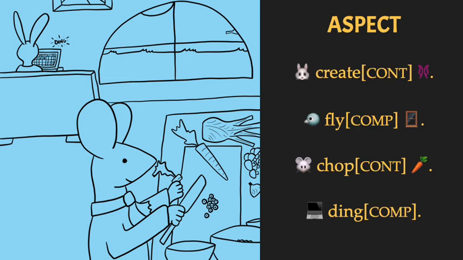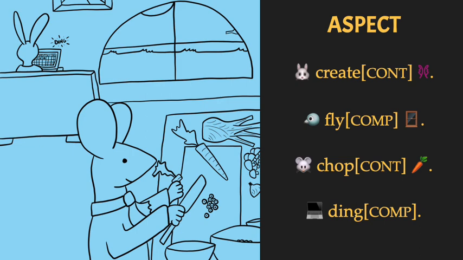Versus aspect, we've got 2 continuing and 2 complete. So creating glyphs and chopping vegetables are the continuing, whereas flying past the window is done, so the bird flying past the window is complete, and the dinging of the computer, which again has no duration, and so once the event happens, it is over, and it is complete.